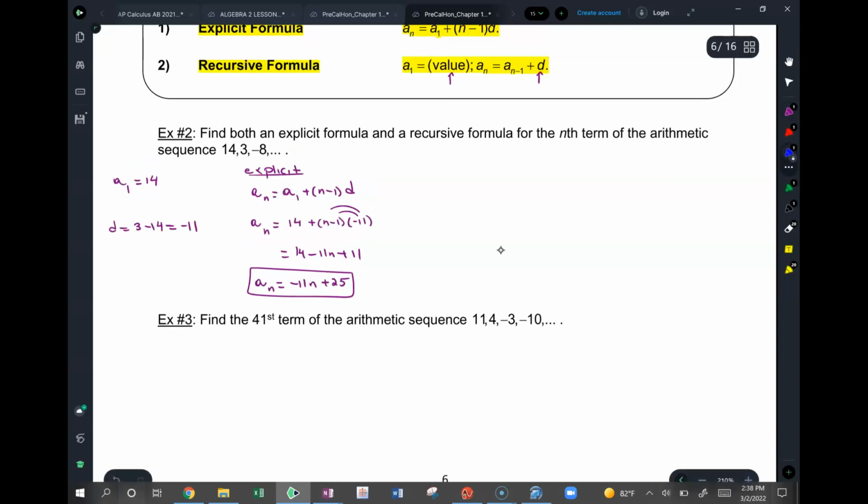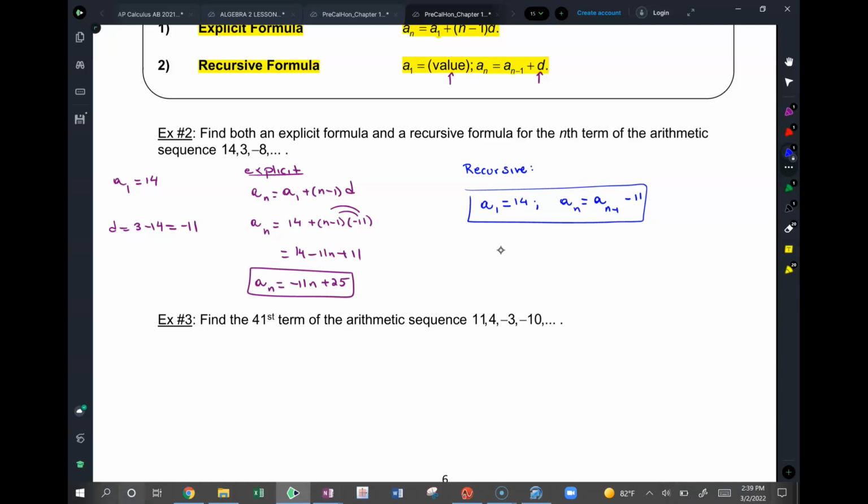Now, the recursive, here's what you do. You say a1 is equal to, what is it? 14, semicolon. An is an minus 1 minus 11. There isn't much work to do for that one once you've done everything else. Okay? So, this first one lets you jump down the line. You can go to like the 712th term. The next one helps you find the very next one if you're on a term. Like if you have the 50th, you can find the 51st. Okay?